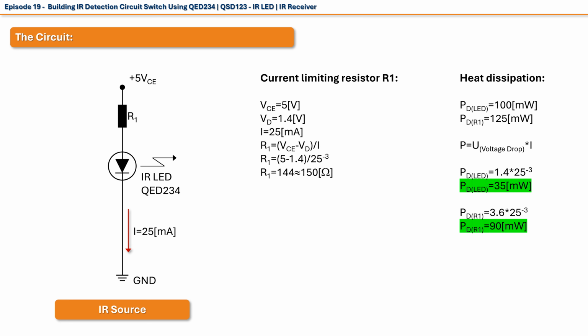Also, let us remind ourselves that the power dissipation limits of the IR LED and resistor are 100 and 125 milliwatts, respectively. When we plug in the numbers for power heat dissipation, we get 35 milliwatts for the diode and 90 milliwatts for the resistor. Since both values are well within limits, we are safe to continuously use this part of the circuit without any worries about overheating and heat dissipation. Everything is well in the green.